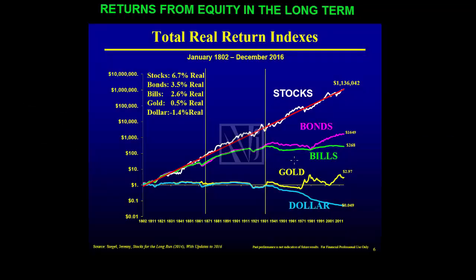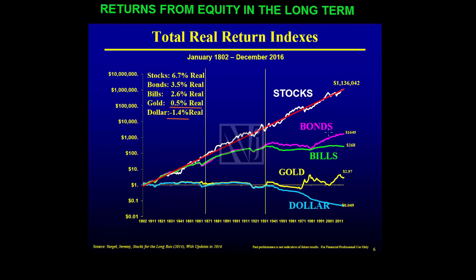This graph shows the US real return data, that is, the returns after providing for inflation, for various asset classes for a period of 200 years, that is, from January 1802 until December 2016. As can be seen from the graph, the currency, that is the dollar, has lost an average of 1.4% on real return basis. A dollar worth of gold has increased to a little less than just $3 over this period of 200 years, resulting in an average real return of just 0.5%.